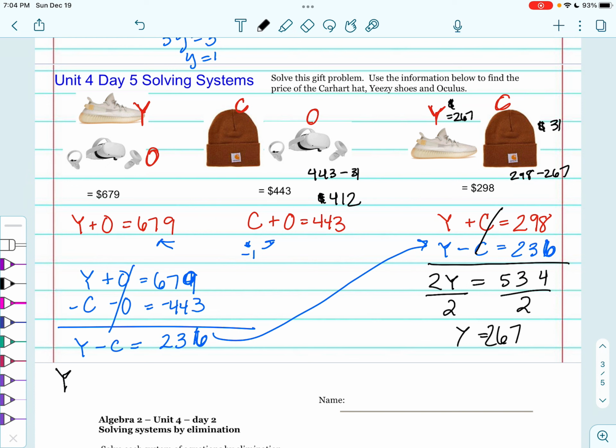So I'm going to label them all. I've got Yeezys, $267. I've got the Carhartt hat for $31. And I've got the Oculus, forgot to put in equals, for $412.